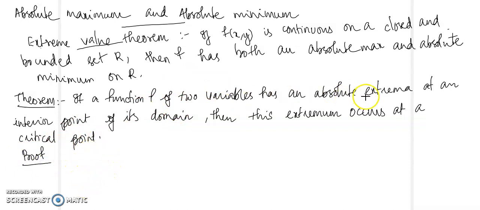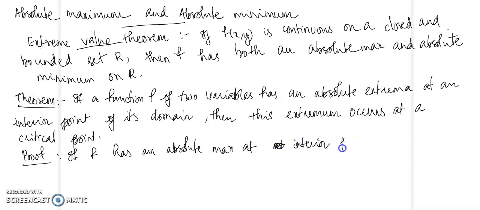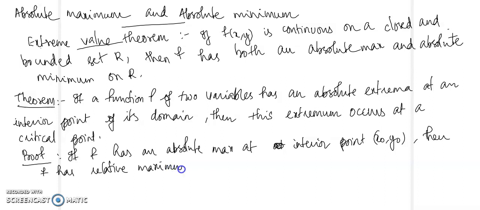So let us prove the result for absolute maxima. The same thing will hold for absolute minimum also. So if f has an absolute maximum at an interior point (x0, y0), then f has a relative maximum at the point (x0, y0).